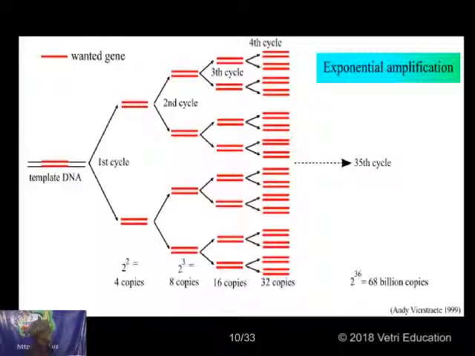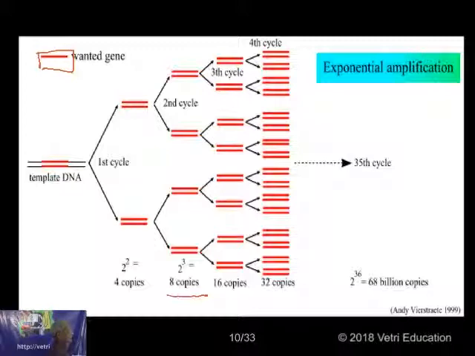See, this DNA is the wanted gene. This gene, which is shown in the red color, is the wanted gene that is incorporated here. Okay. So in the first cycle, 2 squared is the number of copies made. See, 2 into 2, it is called 2 squared, 4 copies. Then in the next one, 2 cubed, that is 8 copies are made in the second generation.